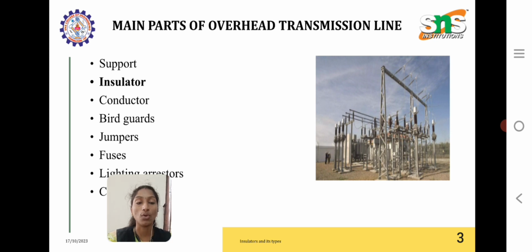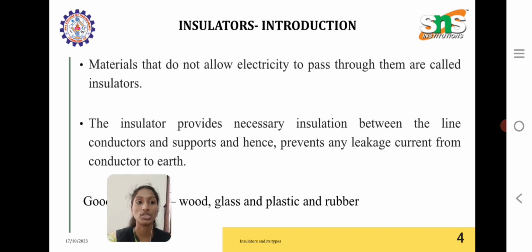The main parts of overhead transmission lines are support, insulator, conductor, bird guards, jumpers, fuses, lightning arresters and cables, in which the insulator is the topic that we are going to learn now. So what is an insulator? It is a material that does not allow electricity to pass through it. The insulator provides necessary insulation between the conductors and support and hence prevents any leakage of current from the conductor to the earth. The main insulator materials are wood, glass, plastics and rubber.